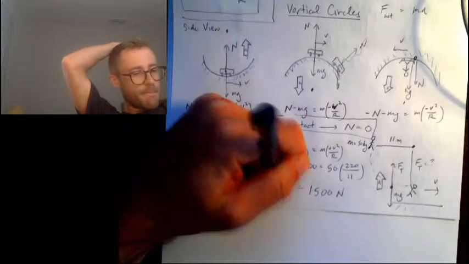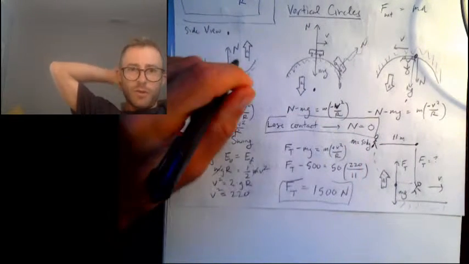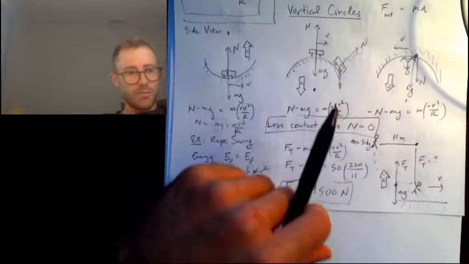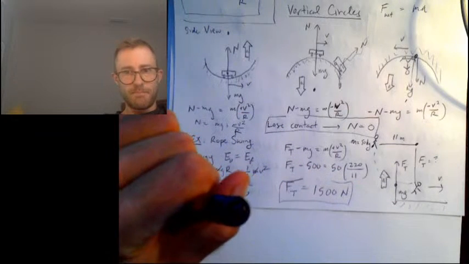So what if you had a rope, for example, that could only withstand 1,000 newtons? Then that rope is going to break, and this person is going to go splat.